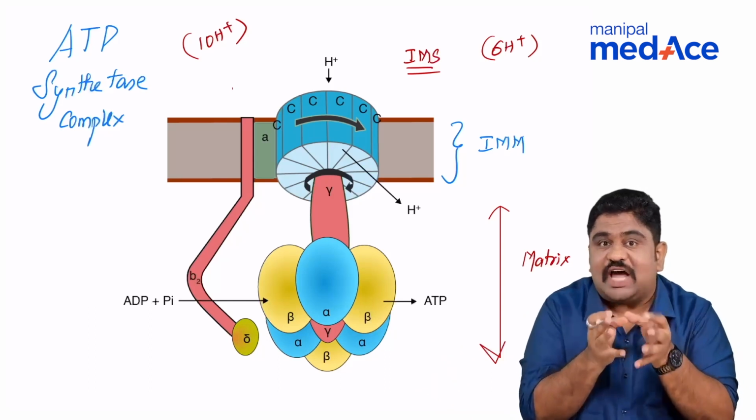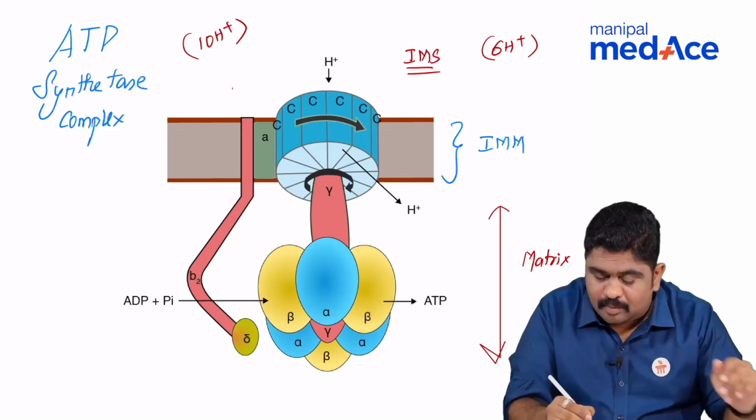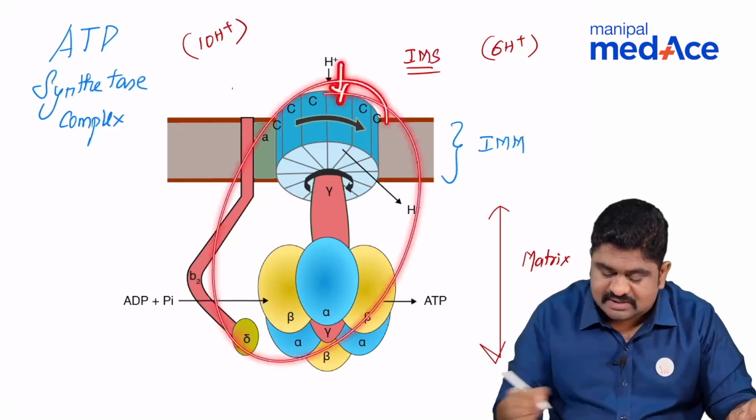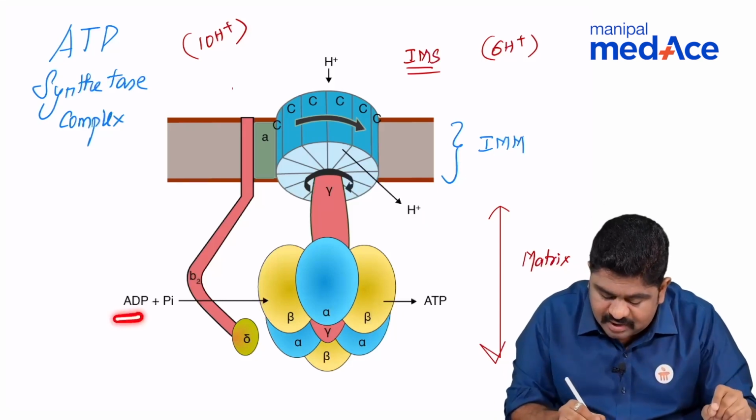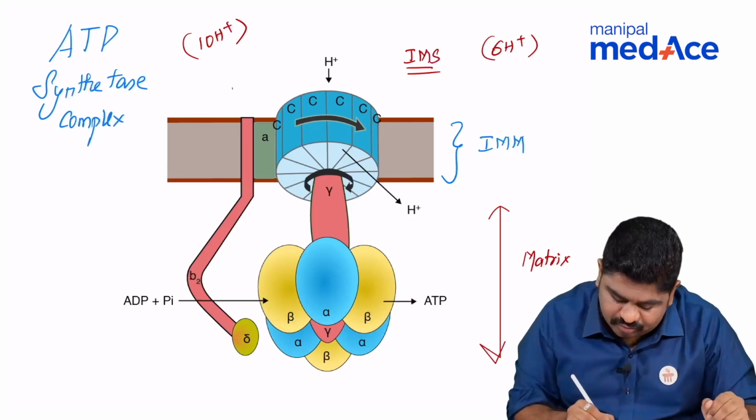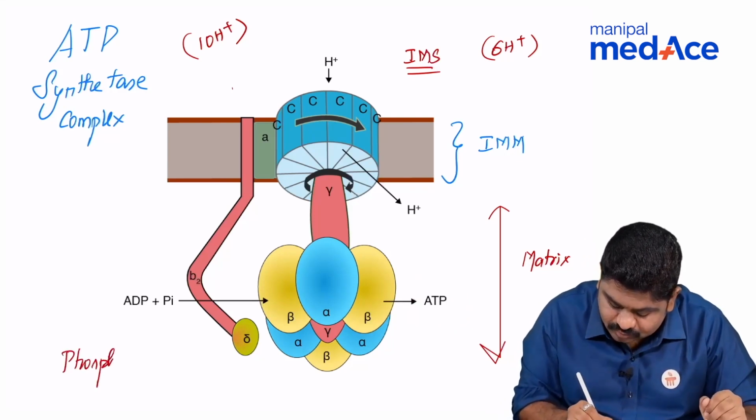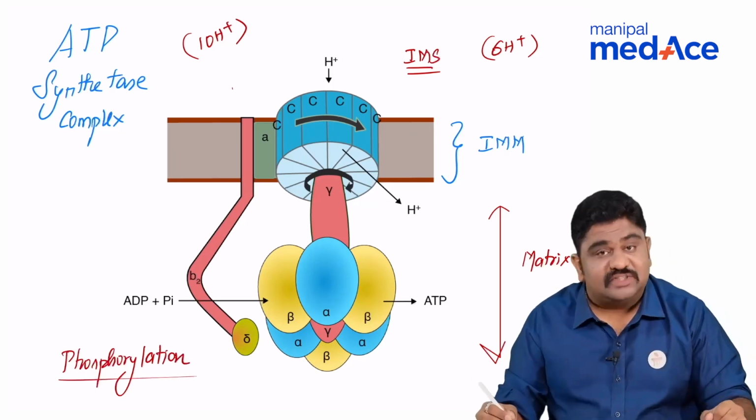But if you channel that energy through a small pathway, for example called the proton pathway present in the ATP synthase complex, this energy will be helpful for trapping ADP and Pi together and converting them into ATP. This is where phosphorylation happens. We saw oxidation previously. Now we are looking at phosphorylation.